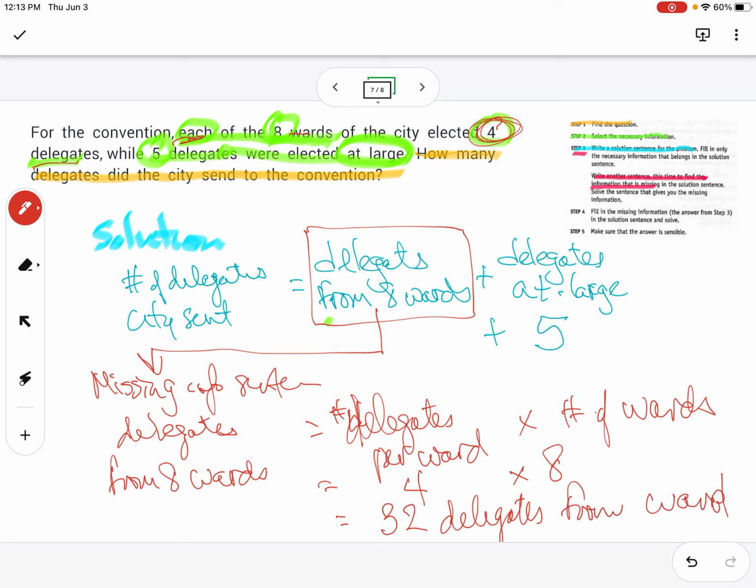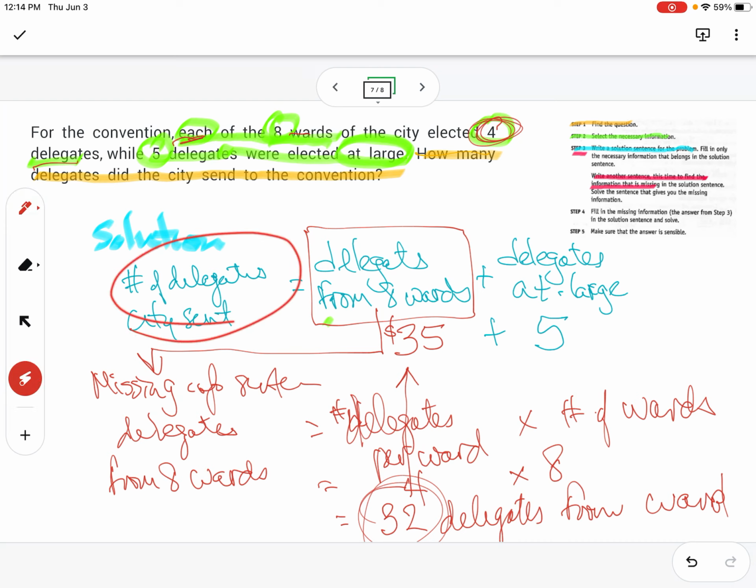Oh, so that missing piece of information that I was looking for up here in the solution sentence, now I have it. My missing information sentence helped me to find it. 32 delegates. So I'm going to take that piece of information, bring it back up to where it was missing, and put it in. Now I know it. The number of delegates the city sent, that's the solution I wanted to find, is equal to delegates from the 8 wards. Well, that was missing, but I have it now. It's 35 plus delegates at large.